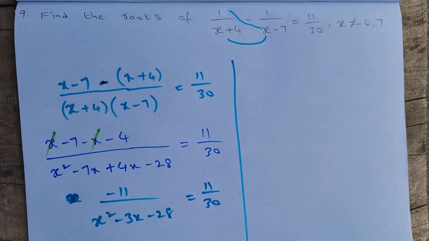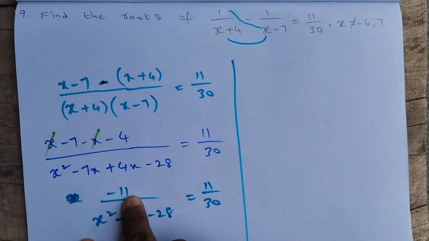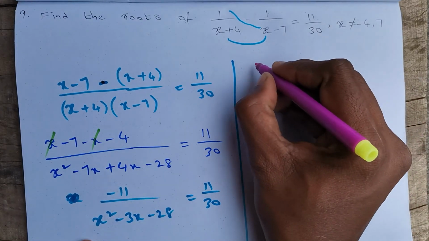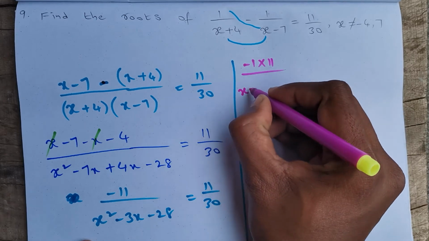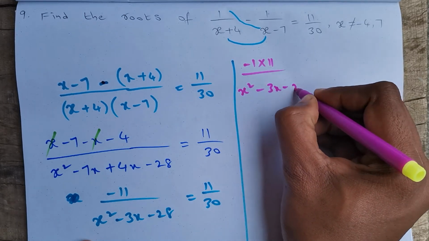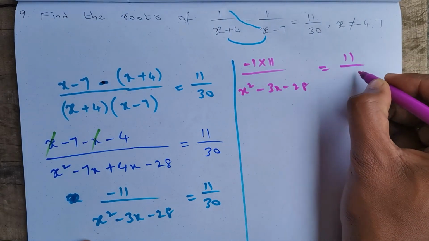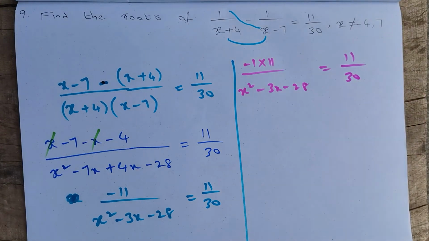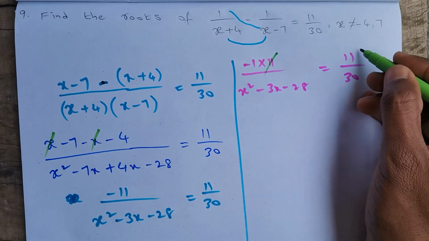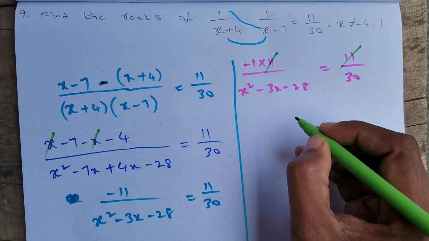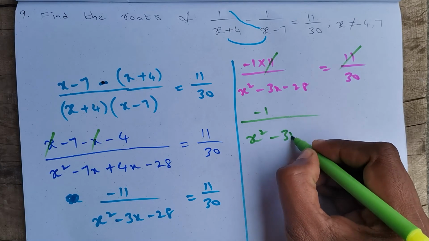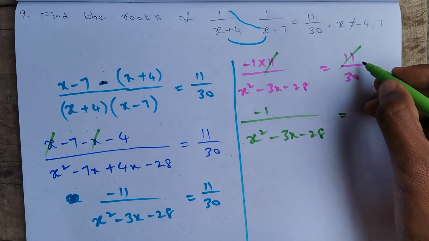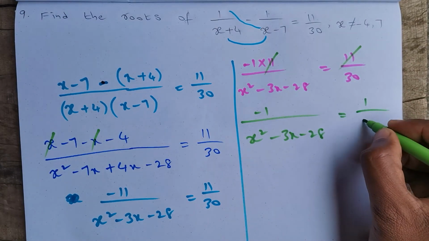So now, for easy calculation, here we have minus 11, so that minus 11 I will write as minus 1 into 11 divided by x square minus 3x minus 28 is equal to 11 divided by 30. So now both the sides in the numerator we have 11, so let us cancel. 11 will get cancelled, then we remain with minus 1 divided by x square minus 3x minus 28 is equal to 1 divided by 30.